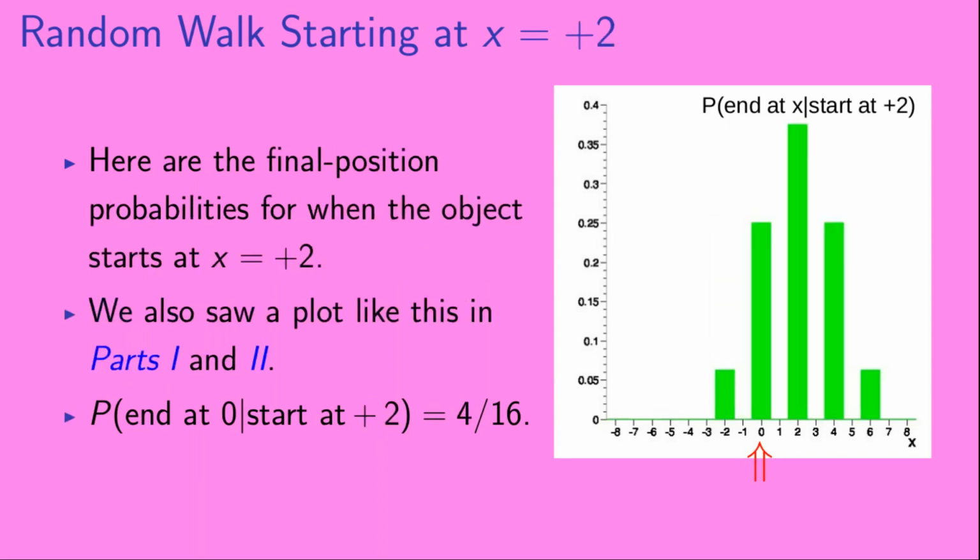And here are the final position probabilities for when the object starts at x equals plus 2. We also saw a plot like this in parts 1 and 2. The probability for the object to end at 0, given that it started at plus 2, is equal to 4/16.